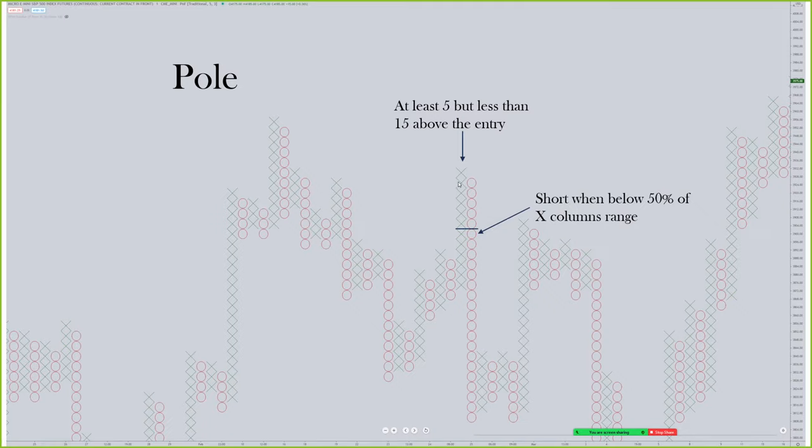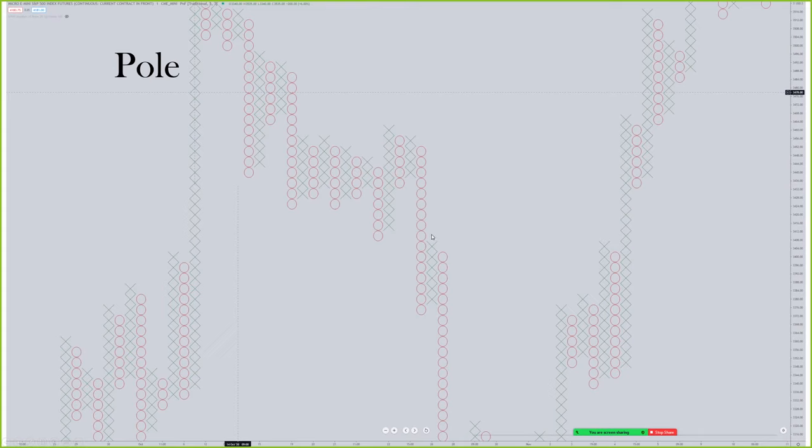So yeah, there's the pull pattern, this column of X's here. This is five or more boxes above the entry. And we would short when it moves to the 50% range of this column of X's. Now, that seems kind of weird, right? Because most people would say you don't want to short that 50%, you want to go long. Well, there's a reason why you don't, and that's what you do there.